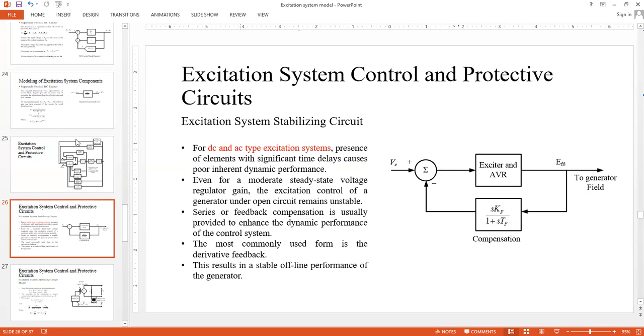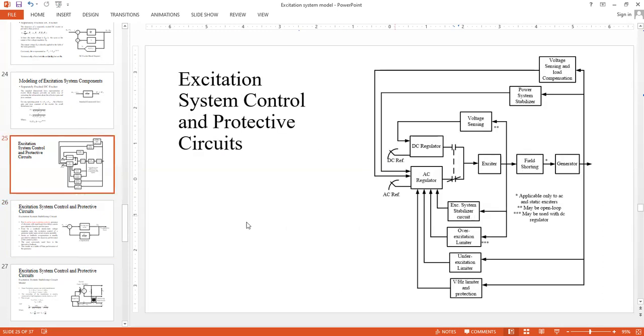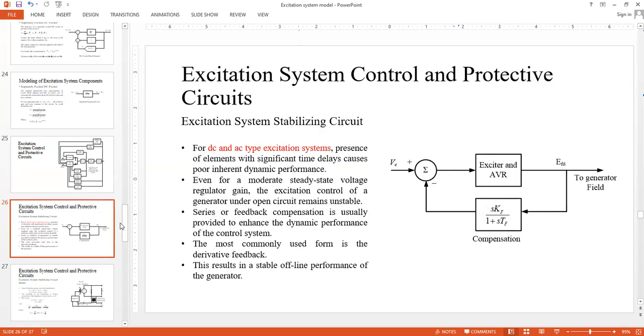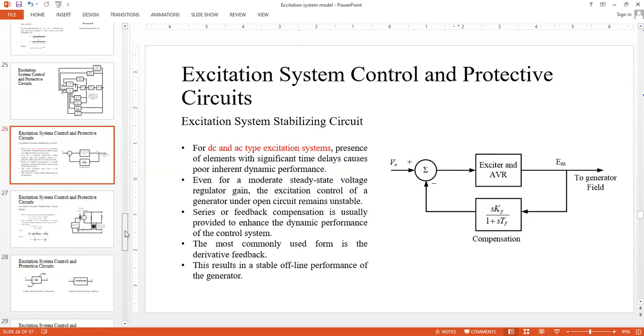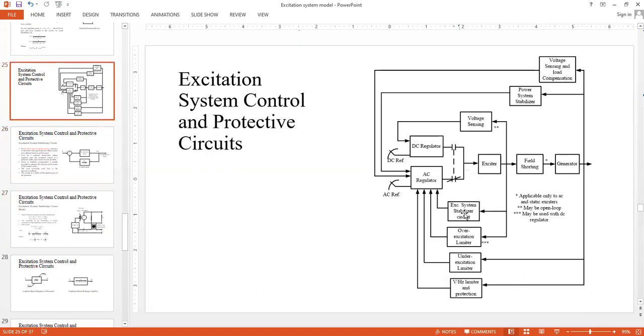So that was what we discussed up to this point in the last class. Let's proceed with some new things today. To start with, we will look into further detail of this block, that is the excitation system stabilizer circuit. As we can see, it takes inputs from the output of the exciter. So this is the output of the exciter.